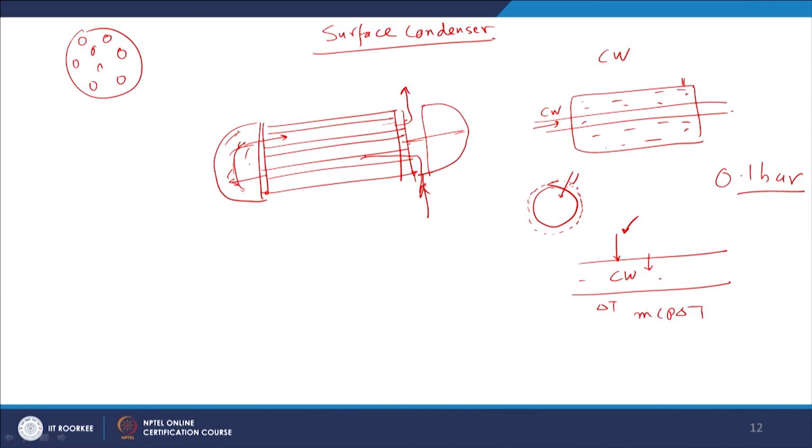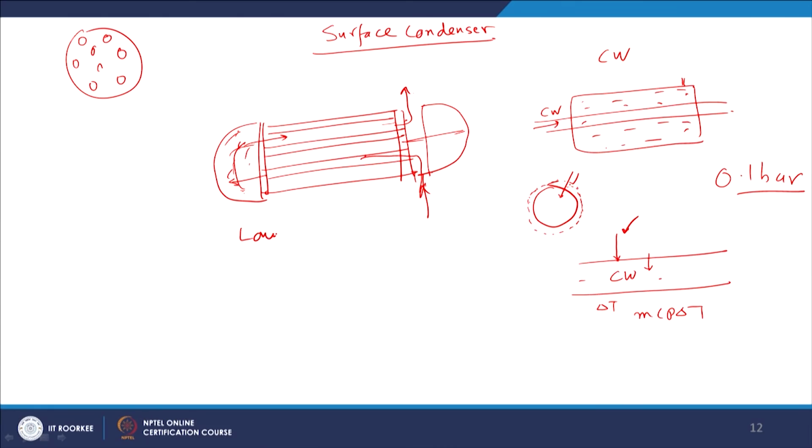So, in this condenser, the advantage is pure condensation is possible. We can easily design a condenser where only phase change of steam to water is taking place. Low quality of cooling water can be used in surface condenser, and high vacuum efficiency can be maintained.